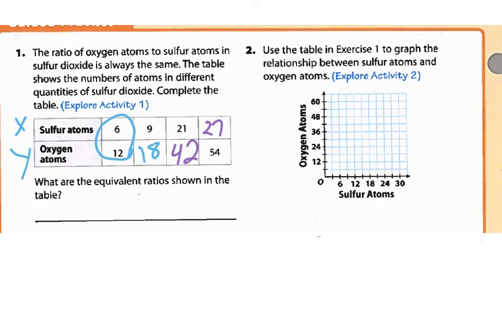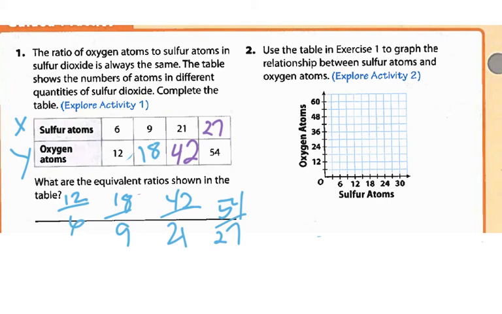Then for the part of the question that says, what are the equivalent ratios shown in the table, all that you need to do here is just write them. So we can say 6 over 12, 9 over 18, 21 over 42, and 27 over 54.